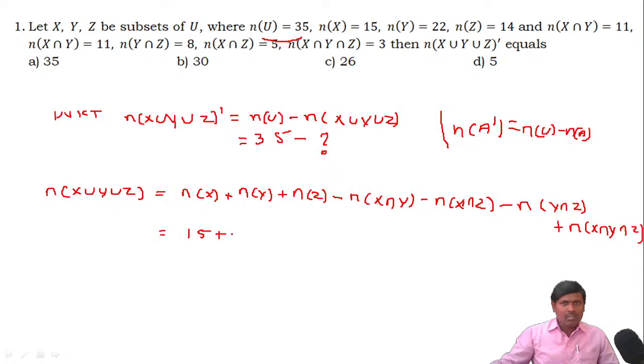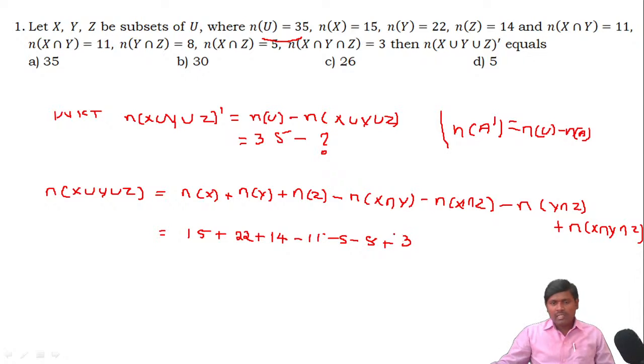15, plus n of Y is 22, plus n of Z is 14, minus n of X intersection Y, that is 11, minus n of X intersection Z, that is 5, minus n of Y intersection Z, that is 8, and plus n of X intersection Y intersection Z, that is 3. So simplifying, we get 30.